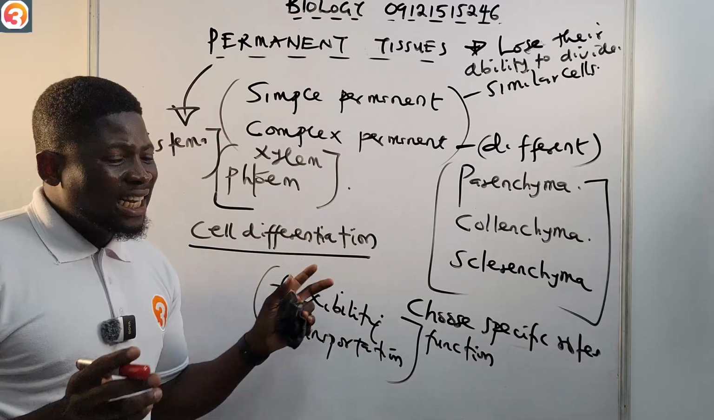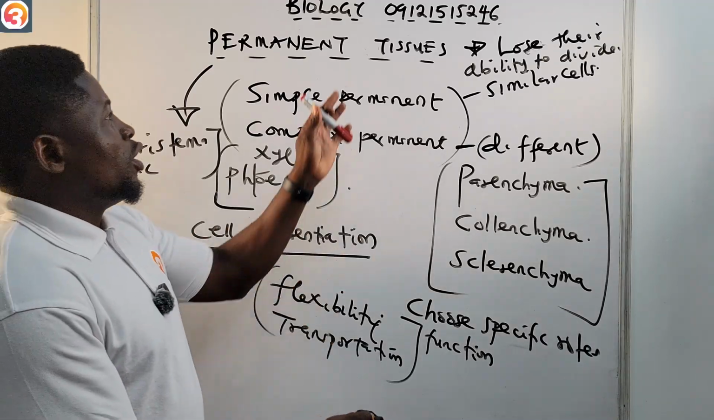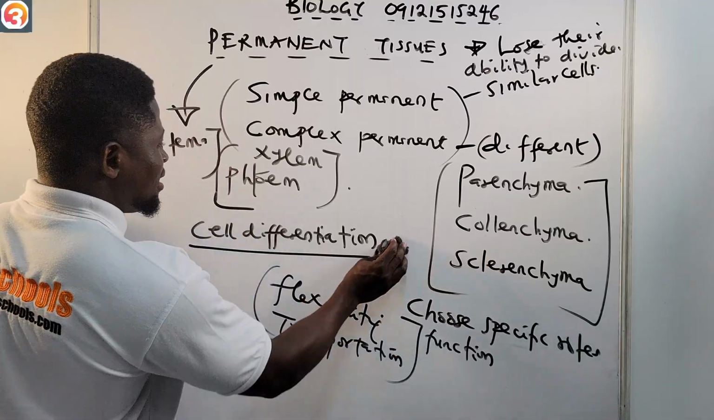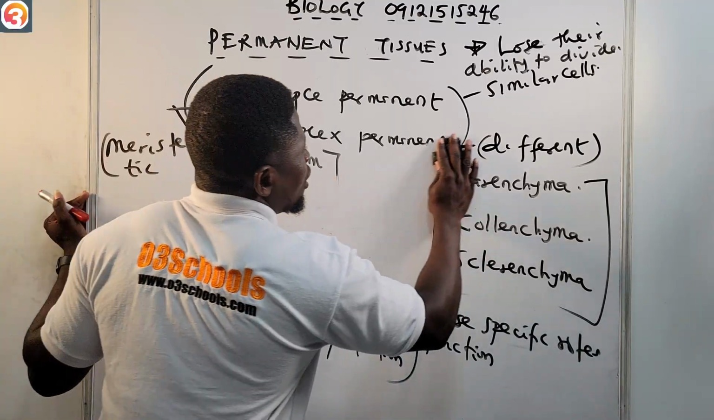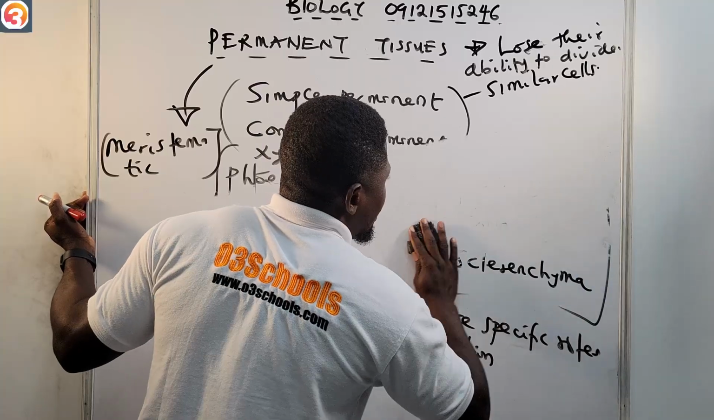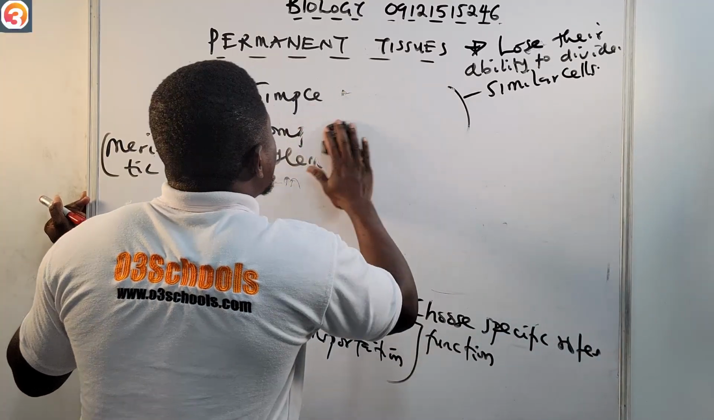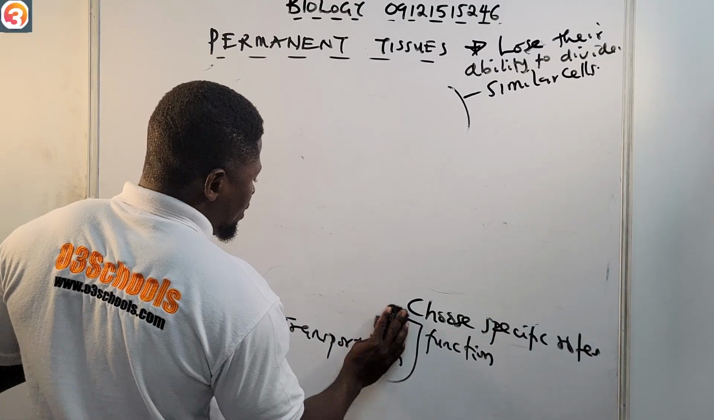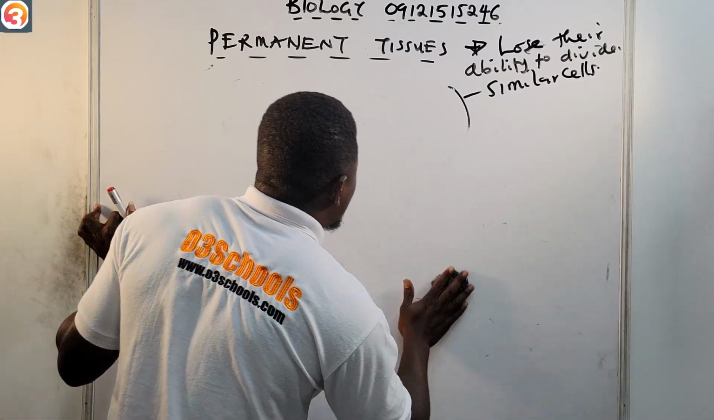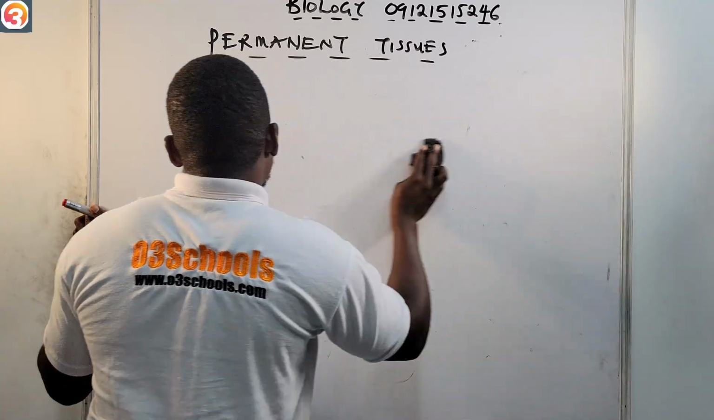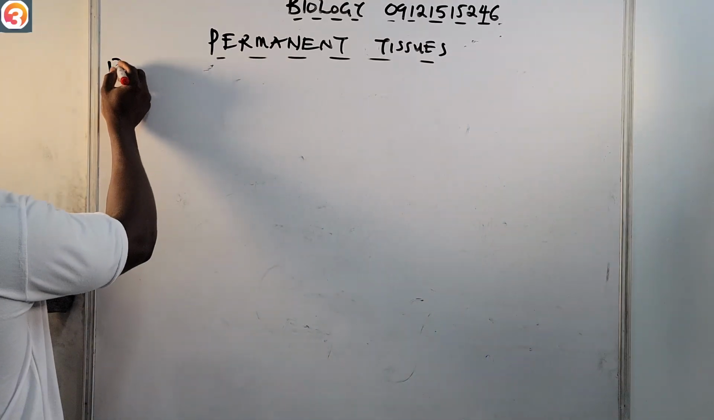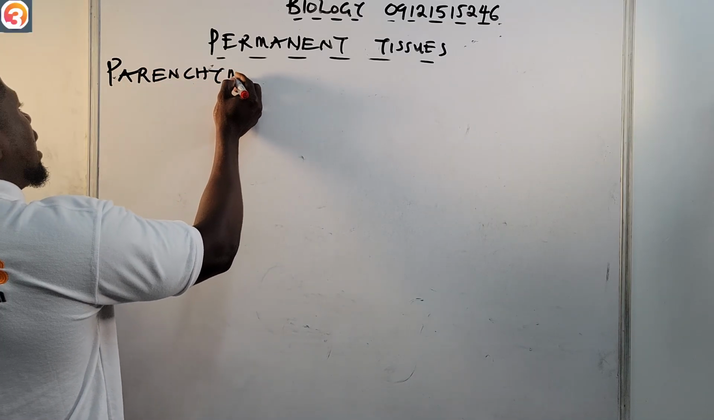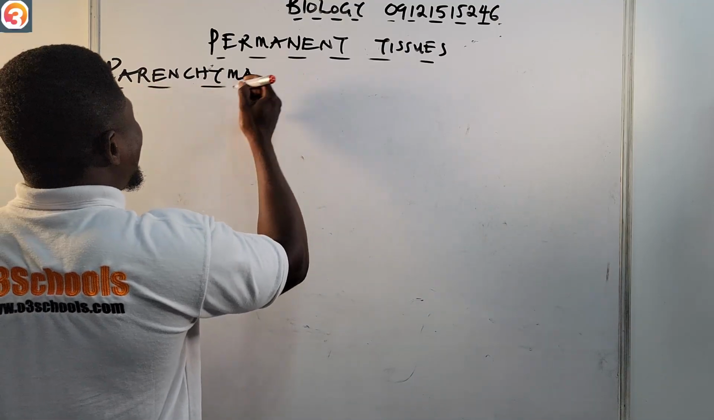Now let us look at the characteristics of permanent tissues, especially the simple permanent tissues: the parenchyma, the collenchyma, and the sclerenchyma. We will begin with the parenchyma, then go to collenchyma, then sclerenchyma. Now let us start with parenchyma. Let us see their characteristics.